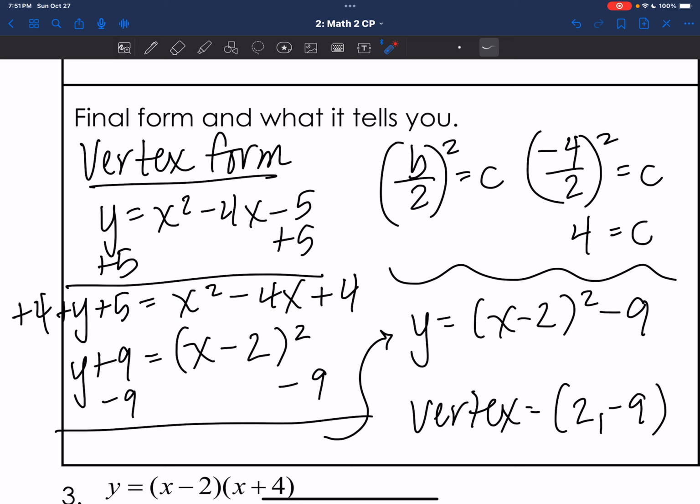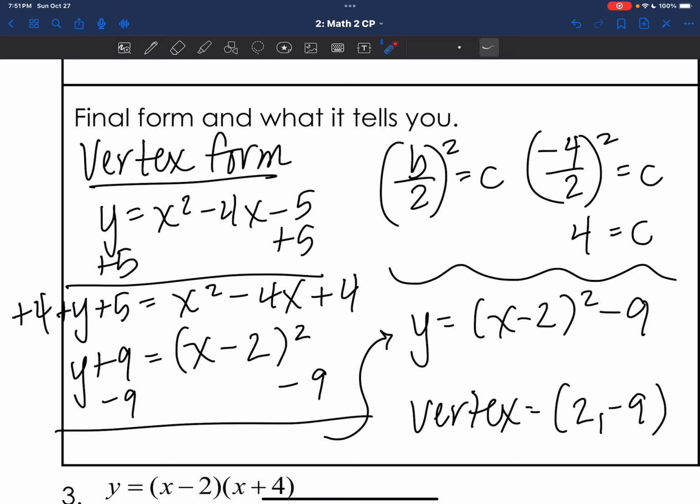We're going to factor that. So we had to make our trinomial here, and we had to add 4 to both sides. And then we take our trinomial and we make our binomial, and that would be x minus 2 squared. But remember, it's y plus 9 because we had to add those.